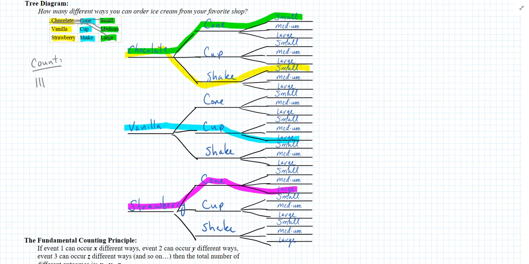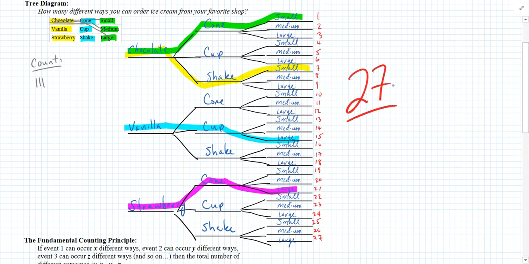You will notice that by following each possible branch or pathway, we have created every possible way that the ice cream can be ordered from this shop. Please pause the video now and count the number of branches on the right side of the tree diagram. You should have noticed that there are 27 branches, which means there are 27 ways to order ice cream from your favorite shop. You may feel that this method is not only tedious and time-consuming, but it also requires the use of much of your notebook for just one problem.